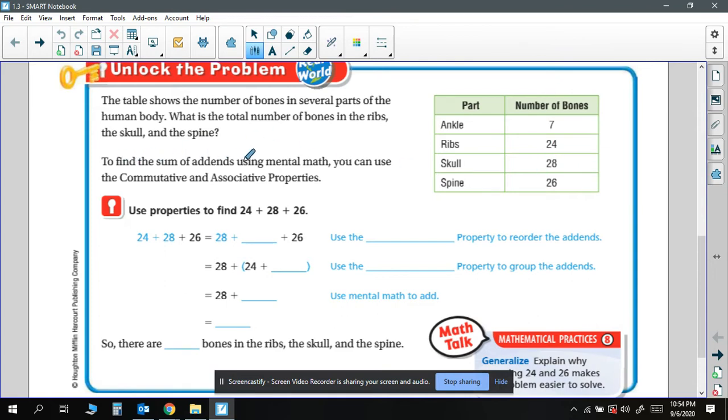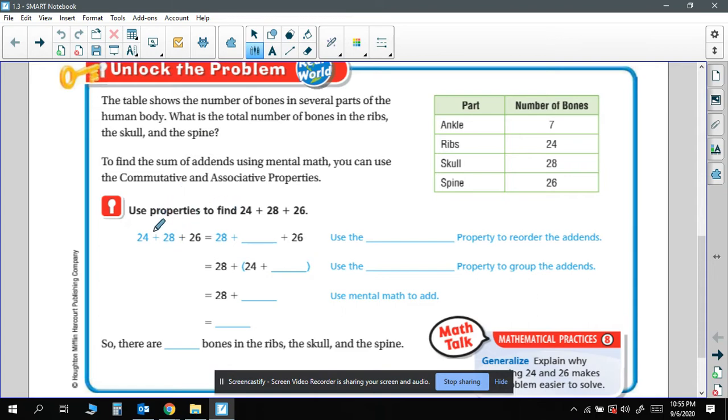It says to find the sum of addends using mental math, you can use the commutative and associative properties. And once again, this is a huge part of mental math. These properties really help you to do addition, multiplication, do these things in your head. So let's look here. It says use properties to find 24 plus 28 plus 26. Now, could I just write 24 plus 28 plus 26 and go ahead and add them up? Absolutely, you could. The point of this lesson, though, is to teach you how to regroup those numbers using the properties to help you find the answer.